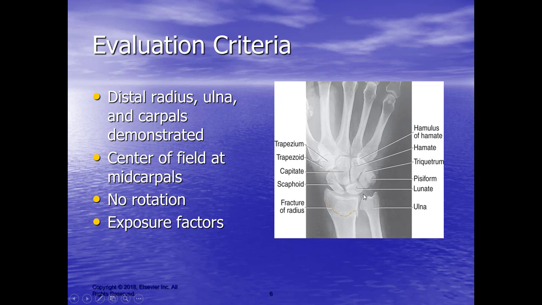No rotation, and you should have a diagnostic image, so an adequate level of density or brightness, and a short scale of contrast, which is also called a narrow dynamic range.